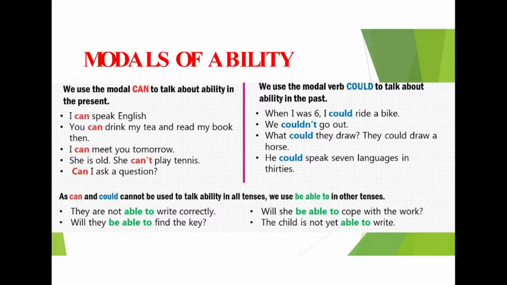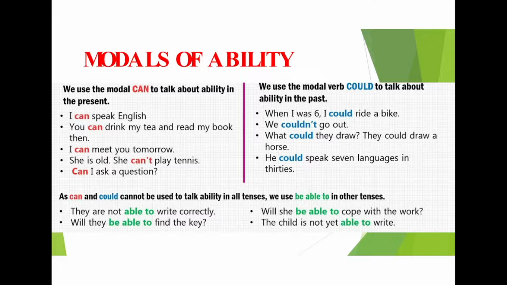They are not able to write correctly. Will they be able to find the key? Will she be able to cope with the work? The child is not yet able to write. So it is can or could. They are basically used when your ability is certain, and when it is in the present, we say can. I can speak English. You can drink my tea and read my book then. I can meet you tomorrow. She is old. She can't play tennis. Can I ask a question?